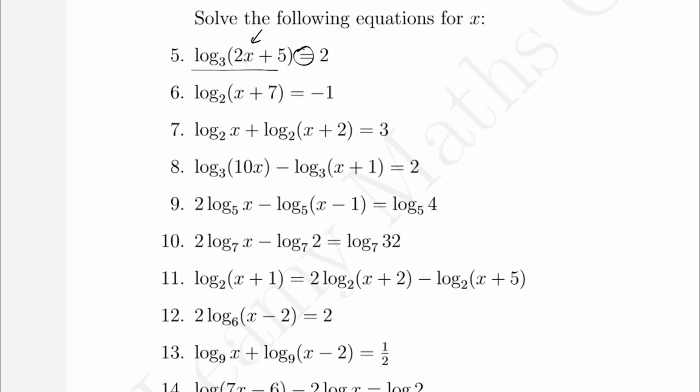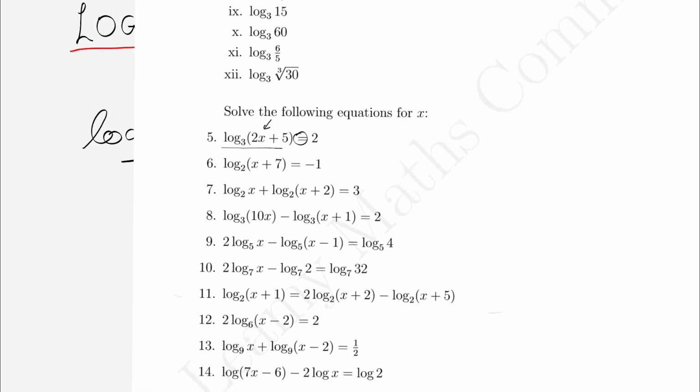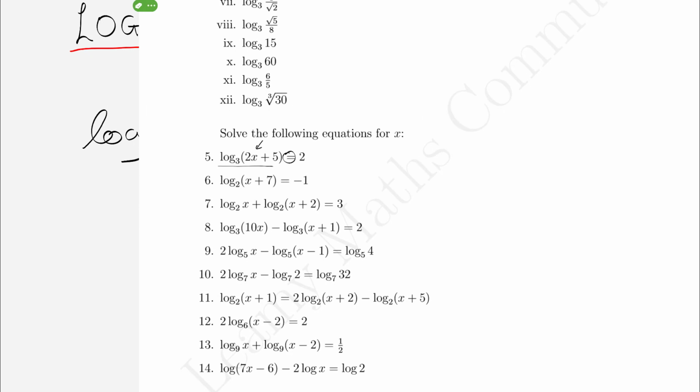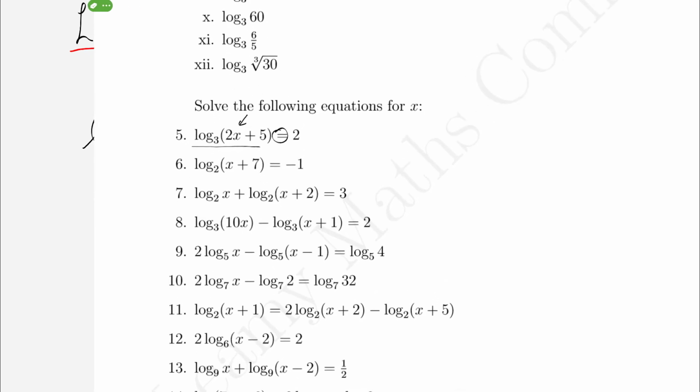If you're really familiar with the rules, solving logarithmic equations is fairly straightforward. This video, remember, is a continuation from the introduction to logs video, so it's very important you're familiar with all of the rules that we looked at in that video before looking at the logarithmic equation. I'll go through question 5 here to begin with.